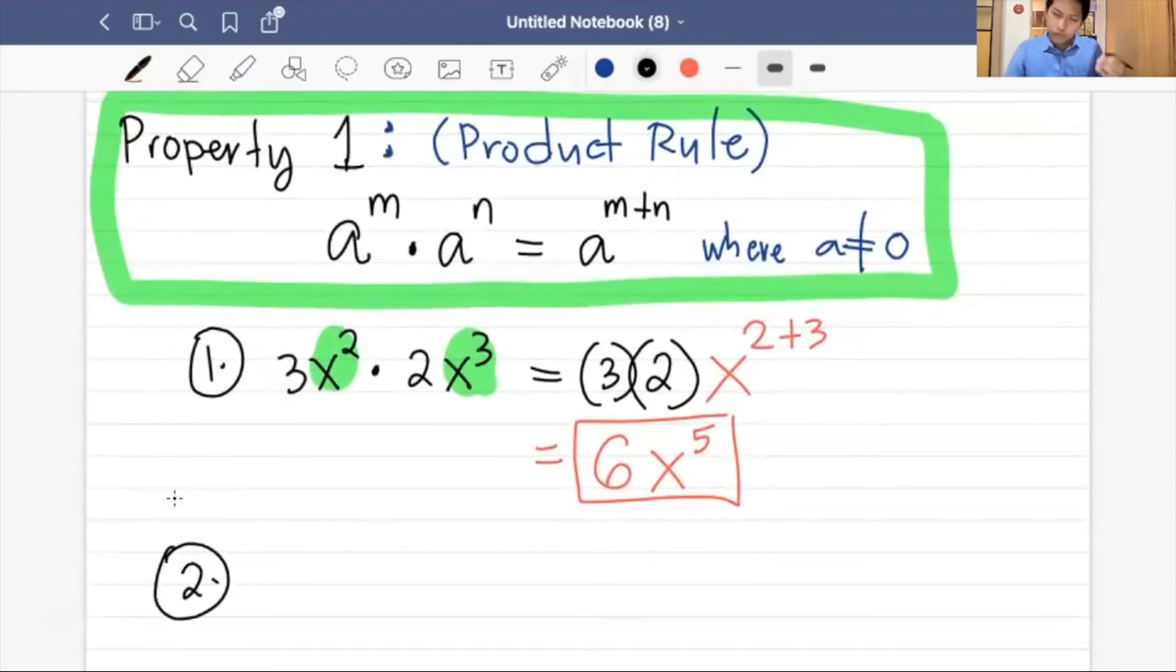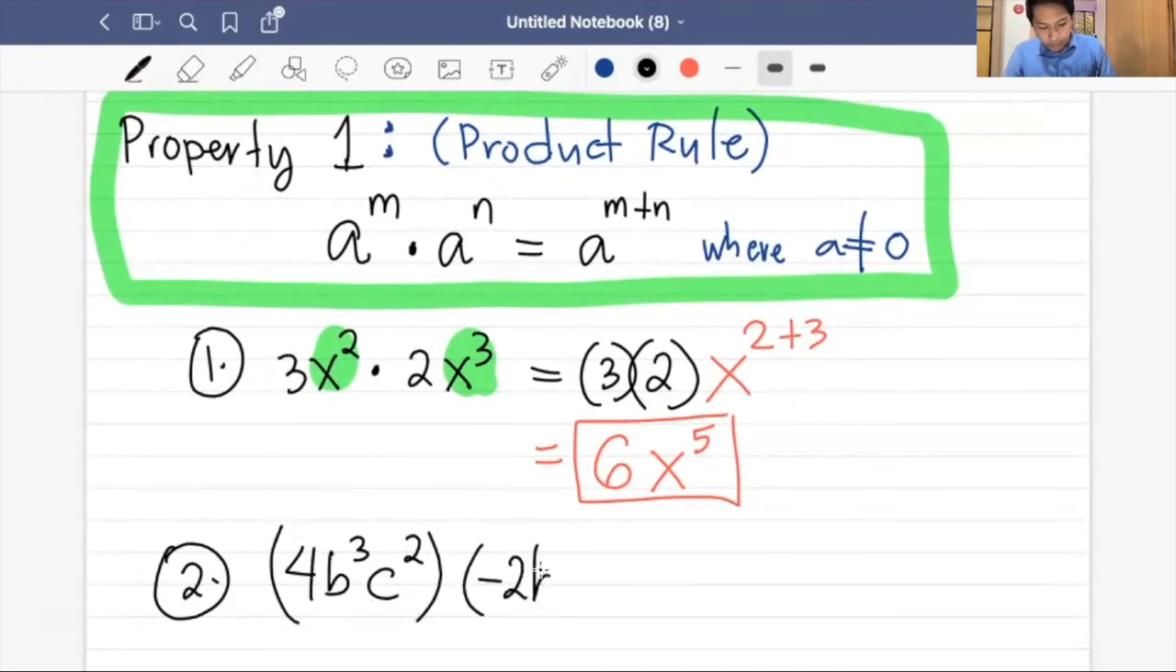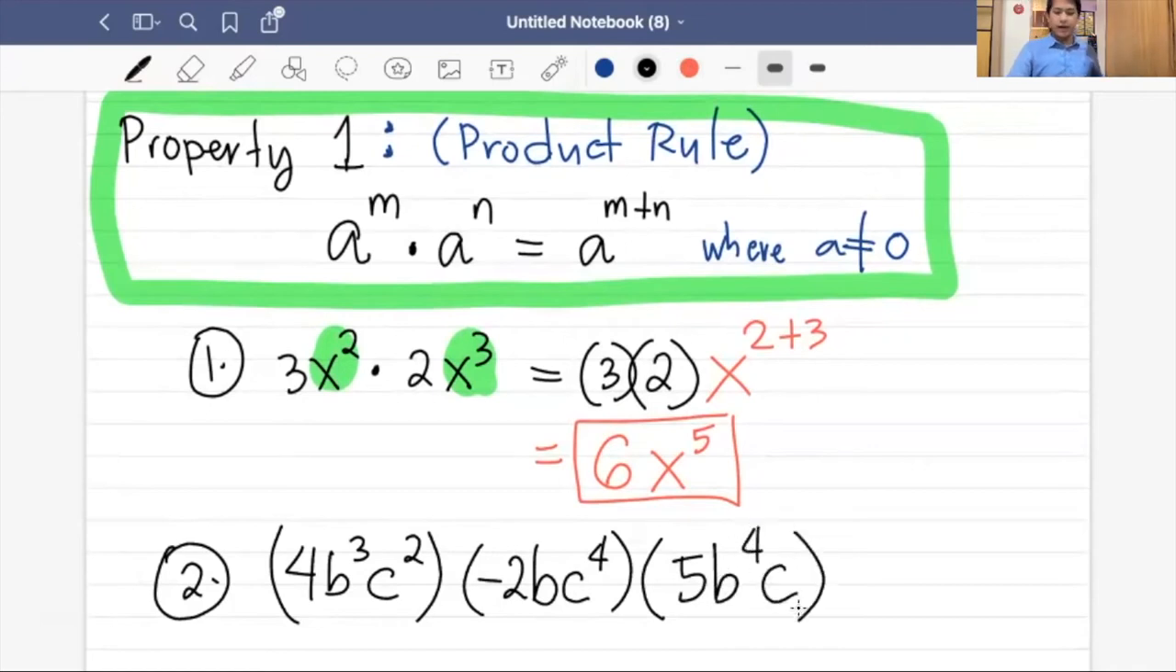Okay, number two, of course, more complicated examples. 4b cubed c squared times negative 2bc to the fourth times 5b to the fourth c. All right. Take your time. I want you to get a piece of paper or a scratch paper. Get your pen because this is how we should learn math, through practice. 4b cubed c squared times negative 2bc to the fourth times 5b to the fourth c.